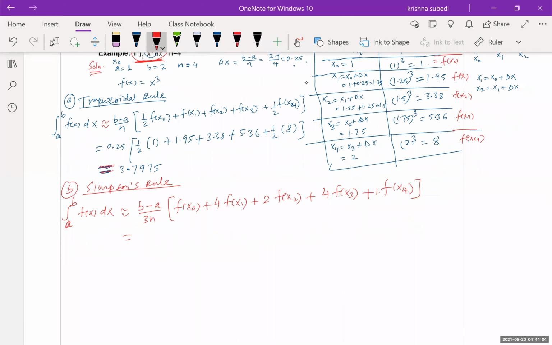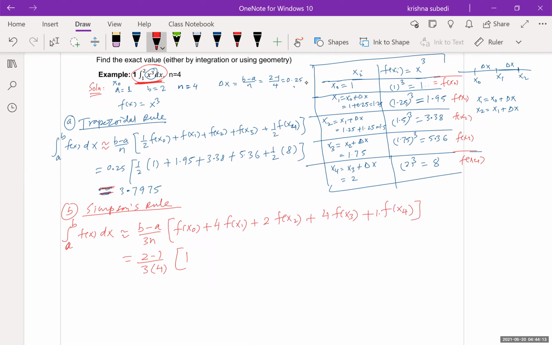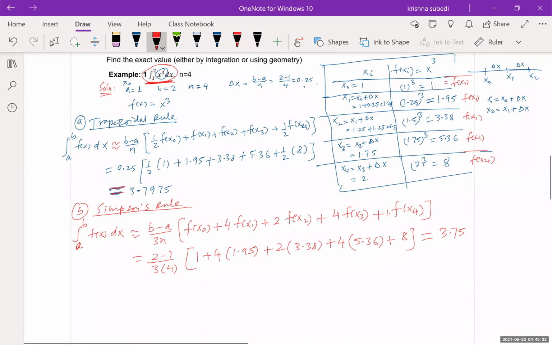Now let us substitute the values. So b is 2 minus a is 1, divided by 3 times n is 4. F of x naught we already know, which is 1. F of x naught is 1 plus 4 times f of x1, which is 1.95, plus 2 times 3.38, plus 4 times 5.36, plus the last one is 8. And I need your help. Help me to find out what this is equal to. So this is 3.75. Part B is done.